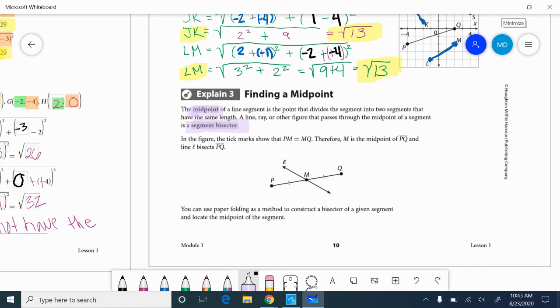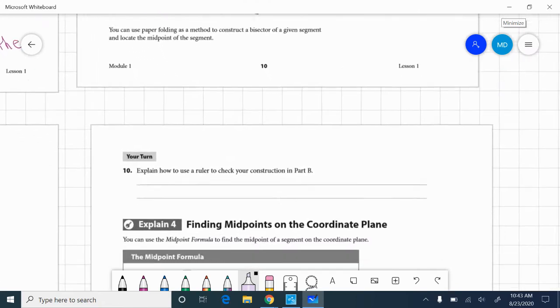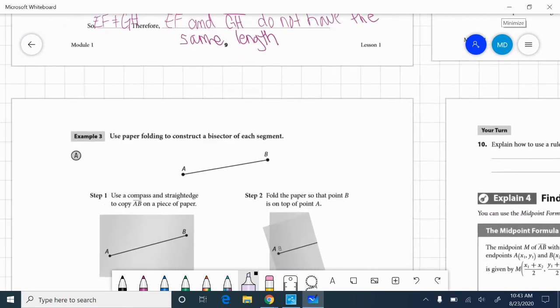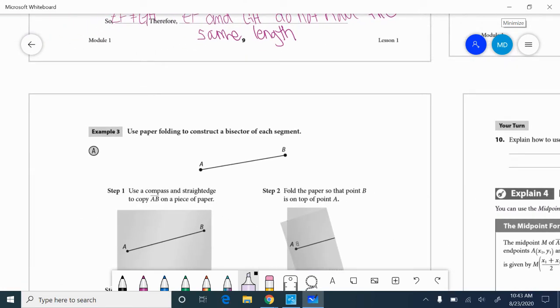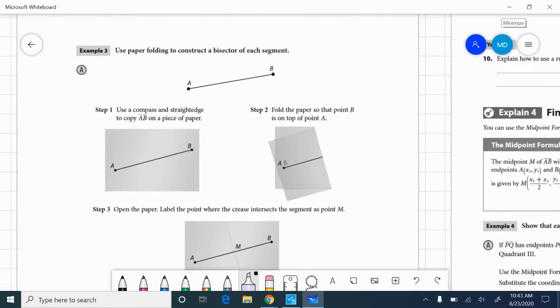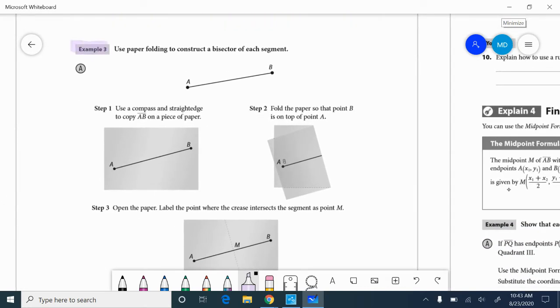You can use paper folding as a method to construct a bisector of a given segment and locate the midpoint of the segment. So we're going to look at what that would be. We're going to come over to page 11 and example three, it says, use paper folding to construct a bisector of each segment. So we are given in A this line segment, AB.